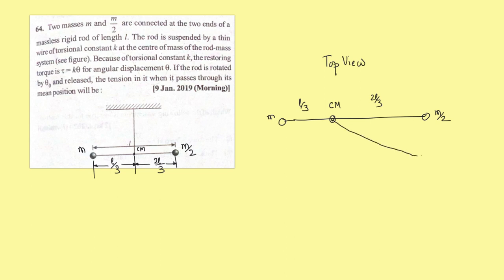Now it is displaced by some angle theta naught. So this angle is theta naught, and then it is released from this position. After it is released, it will go back to the mean position with some angular velocity omega, or say name it omega naught, because that is the maximum angular velocity.